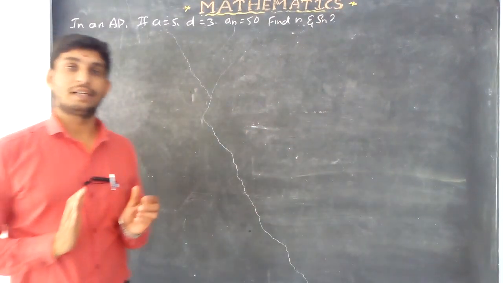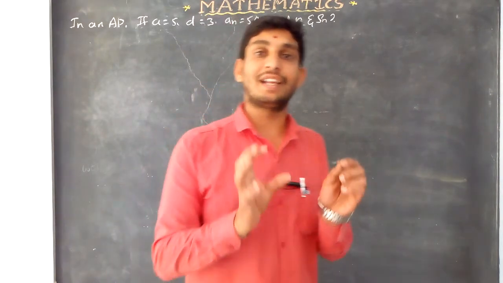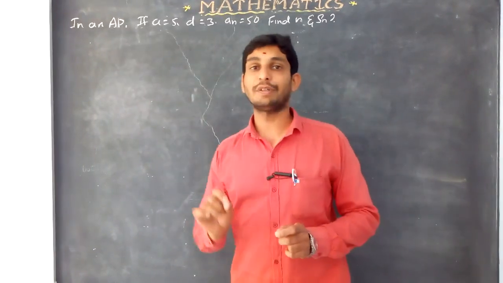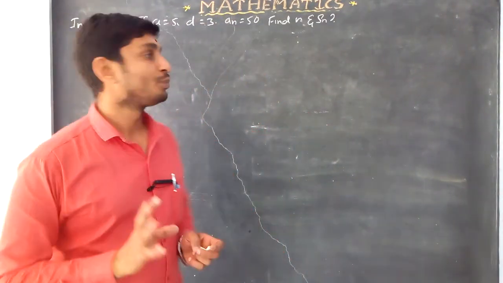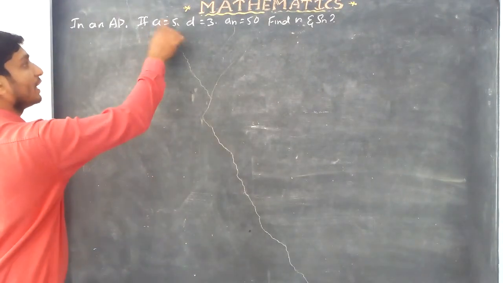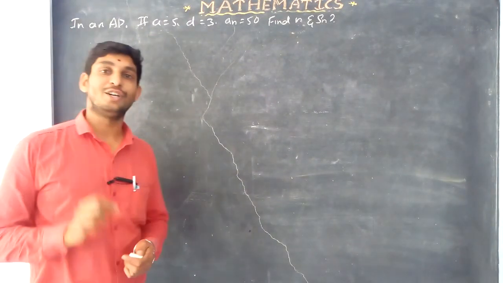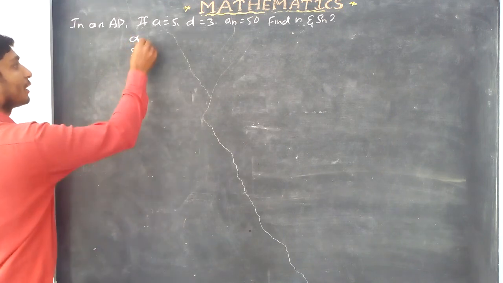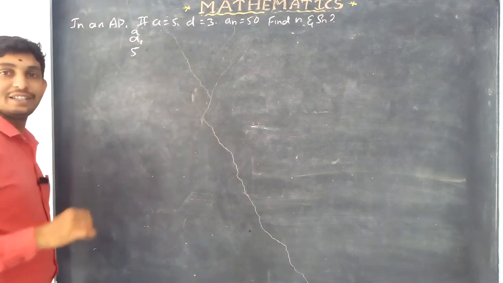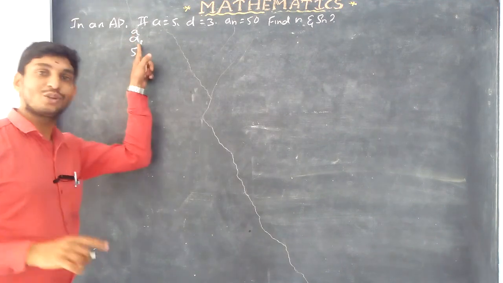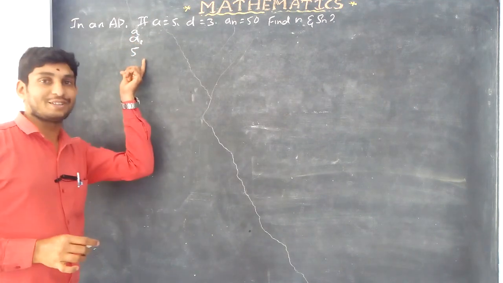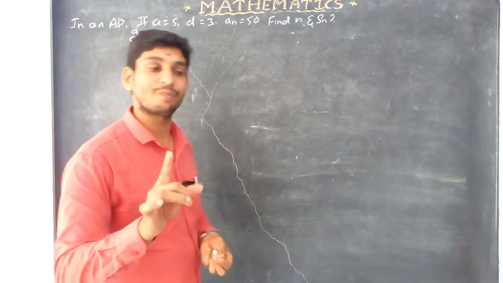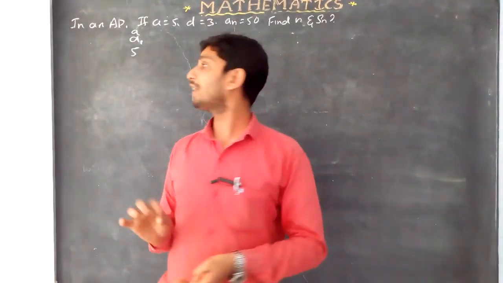Okay, first of all try to understand the problem as well as analyze the problem. In an AP, that means there is one arithmetic progression. In that arithmetic progression, a is 5. What is a? A means first term. So the first term is given as 5. That means you can call the first term a, or a1, even S1 also. You know S1 means sum of first term. So even S1 is a.